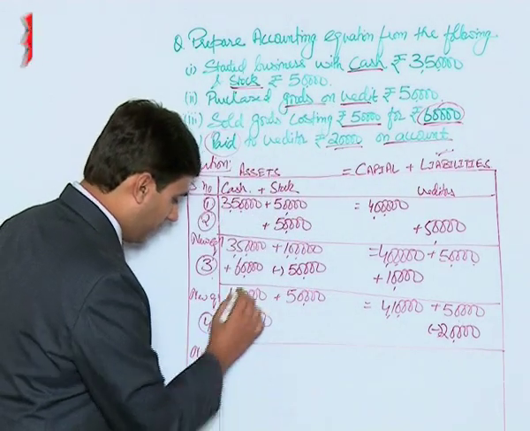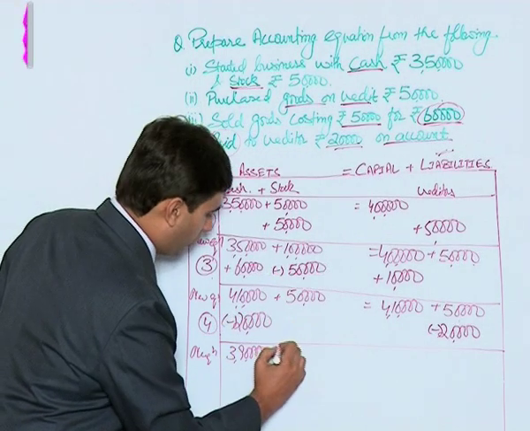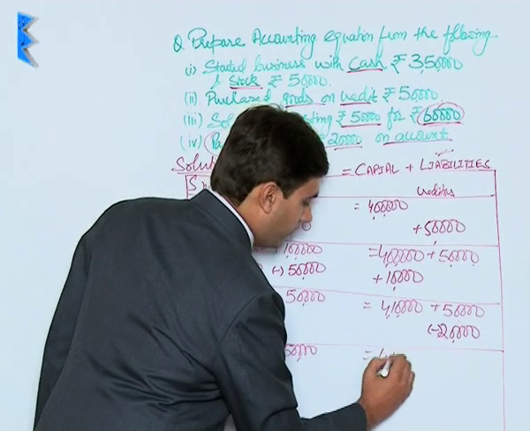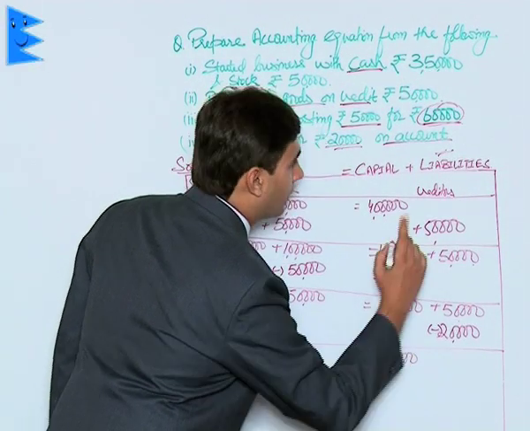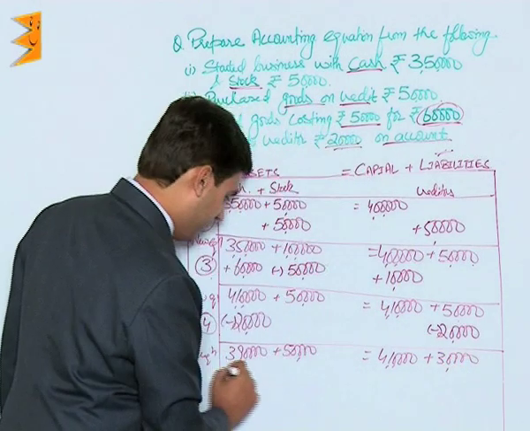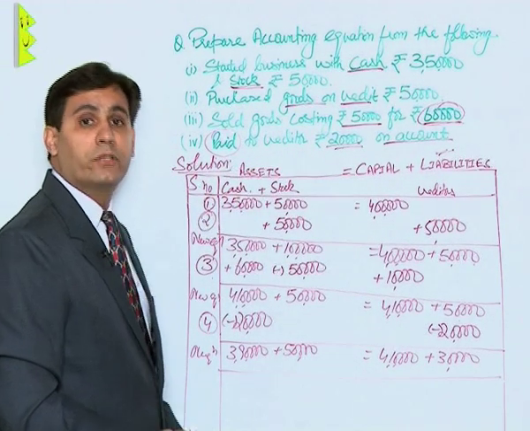The new equation now becomes: we have cash of rupees 3,90,000 and stock of rupees 50,000. Our capital is worth rupees 4,10,000 and liabilities are rupees 30,000. It can be easily verified that the total on both the sides is 4,40,000.